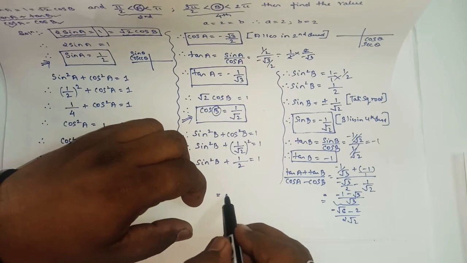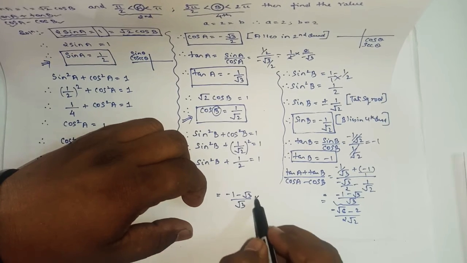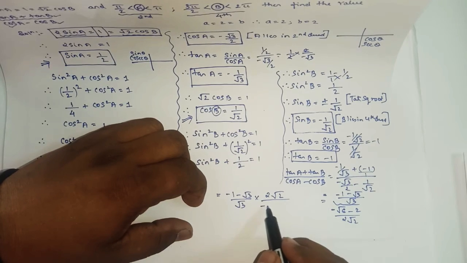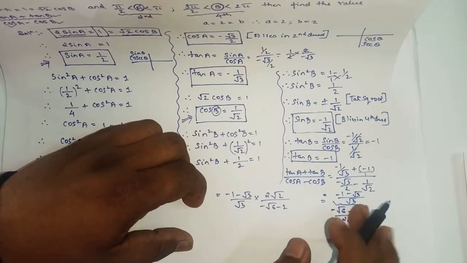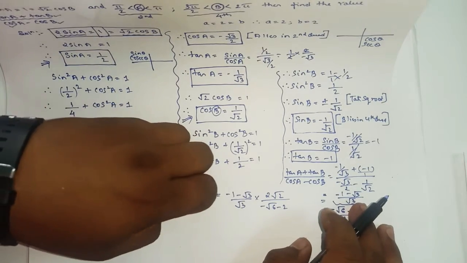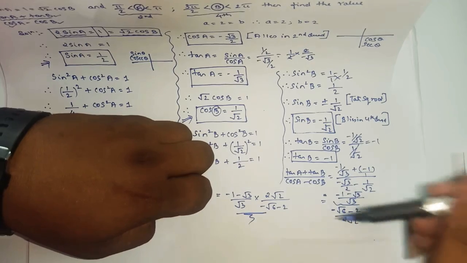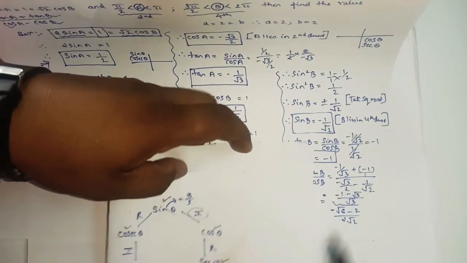Here if you want, you can write this as minus 1 minus root 3 upon root 3 into, so this will go up, 2 root 2 upon minus root 6 minus 2. Okay, understood? If you want, you can stop your answer here itself. When you see the backside answer, it is a little different. What is the change here? I will explain exactly what they did here.